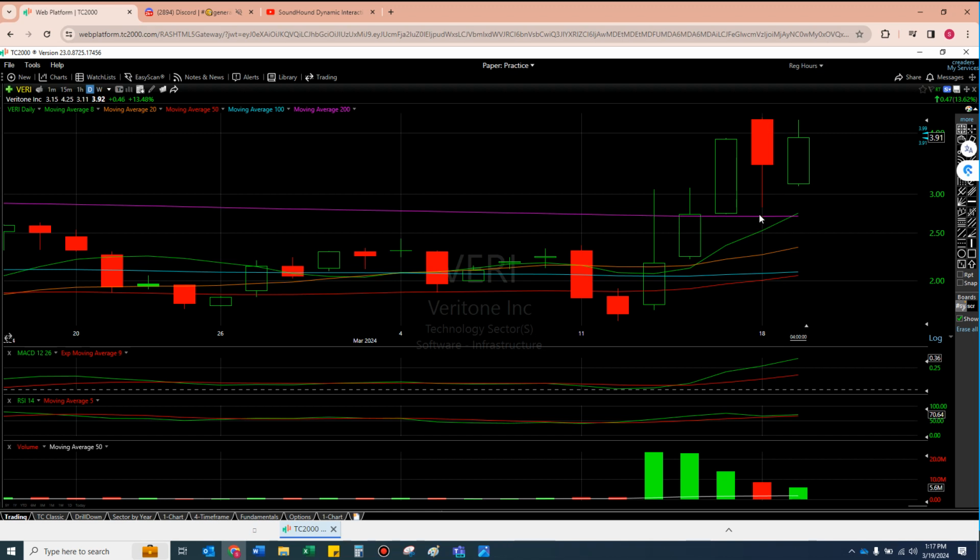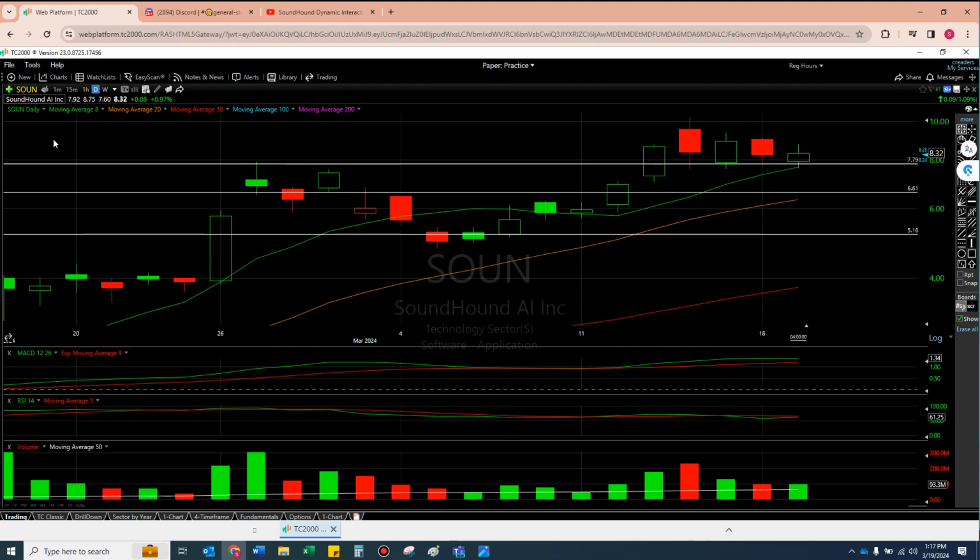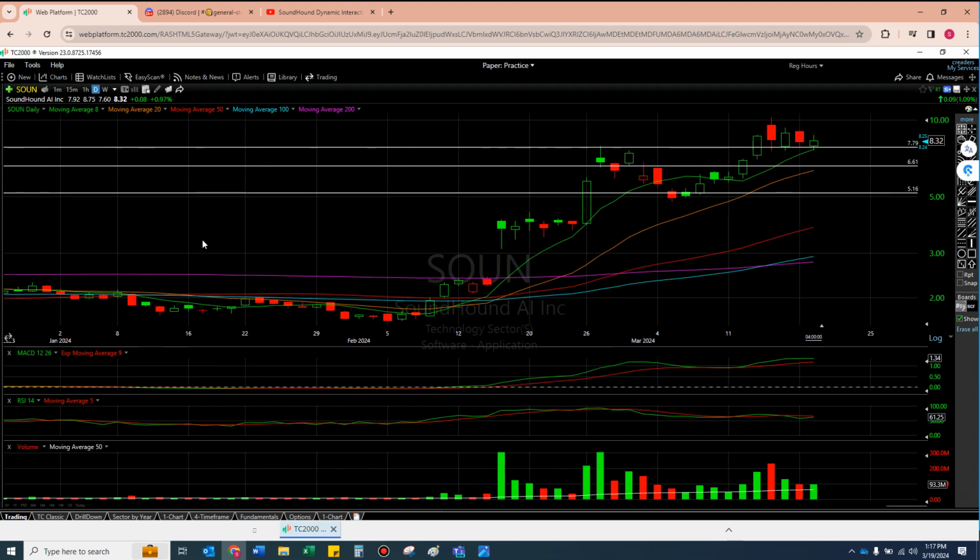This thing came all the way down. I easily could have panic sold. I know I would have easily panic sold back in the day. I waited, it recovered, it told me not to sell. Man, so far so good, right? So with SoundHound, I'm letting the 8 moving average do that. This is a bullish chart.